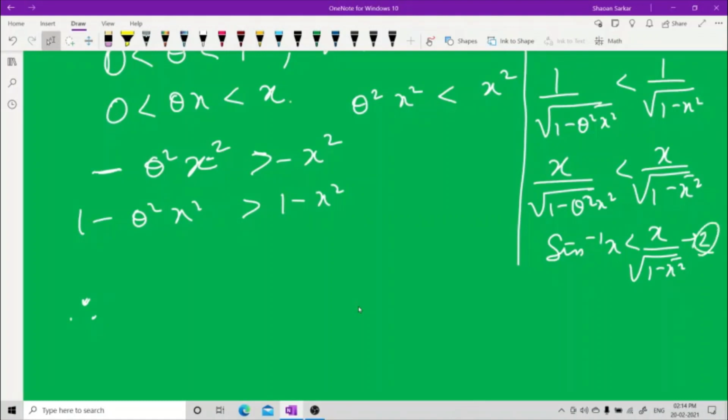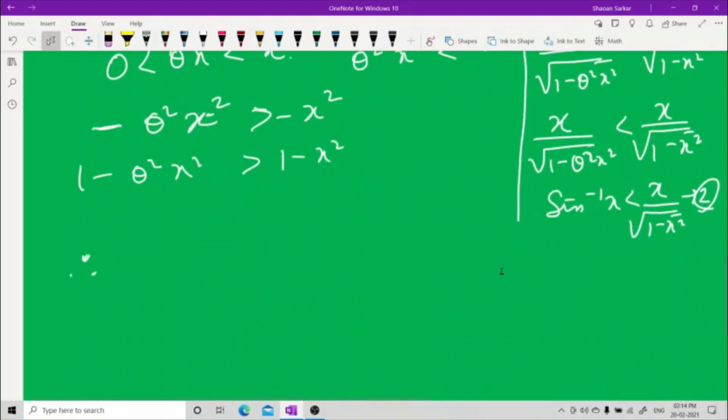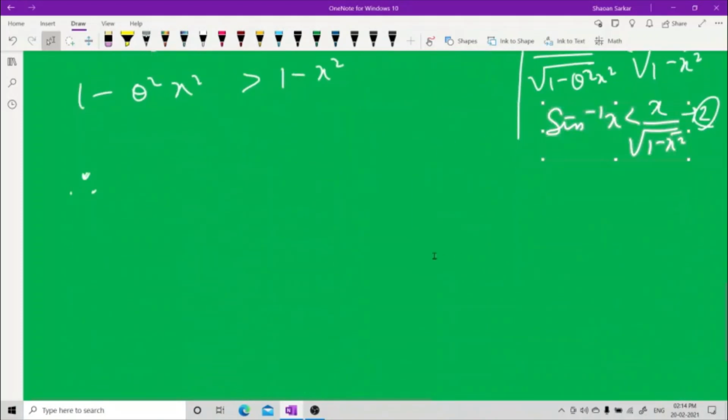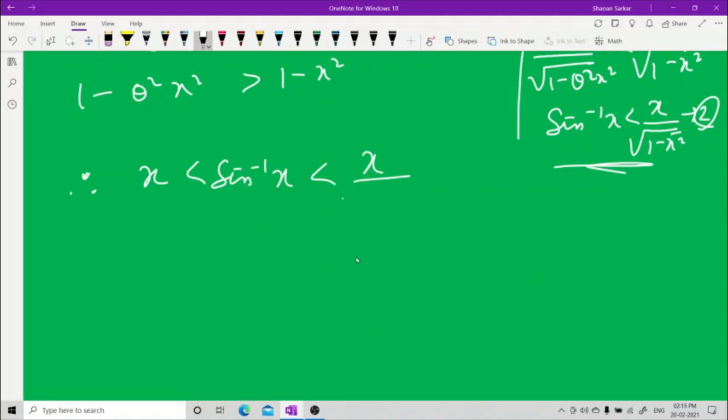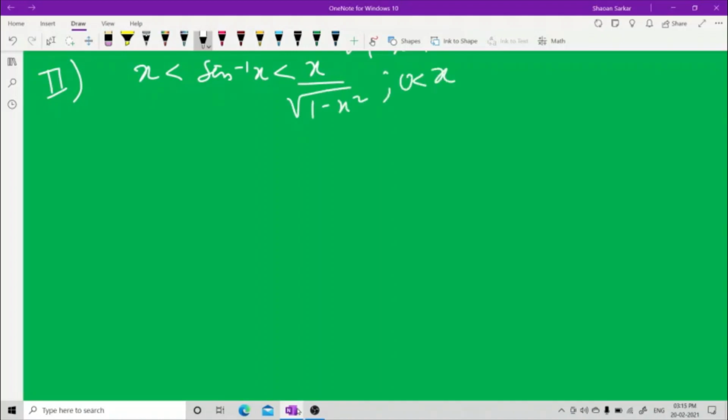Equation number 2. From equation 1 and equation 2, x is less than sine inverse x, and sine inverse x is less than x upon under root 1 minus x square. Second method: the question was x is less than sine inverse x, less than x upon under root 1 minus x square, for x between 0 and 1.